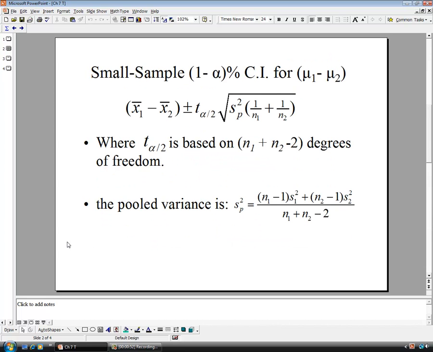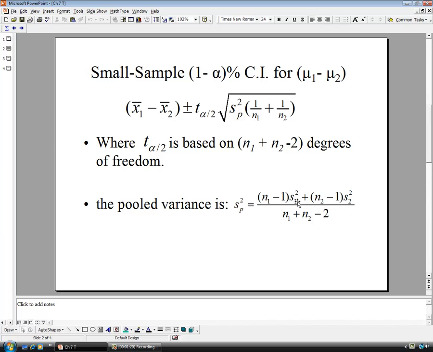Alright, a confidence interval for the small samples. We have our point estimator, the x1 bar minus x2 bar. That's what's going to estimate mu1 minus mu2. We have small samples, so we're dealing with the t-distribution. And the standard deviation is going to be calculated a little bit differently. We're going to have a pooled variance. So this s of p squared is the variance of the pooled.